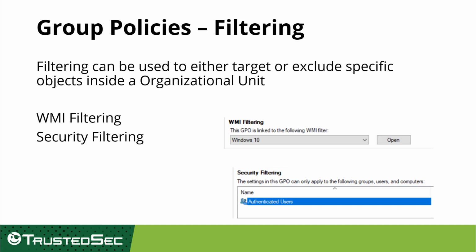Group policy filtering is a feature you can use if you need to further target the group policy. An example could be that you only want to target specific machines inside an organizational unit that has Windows 10 installed or is running on a battery, meaning it is a laptop. This can be achieved by using WMI filters.